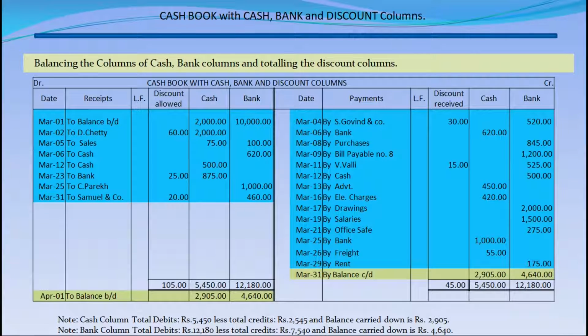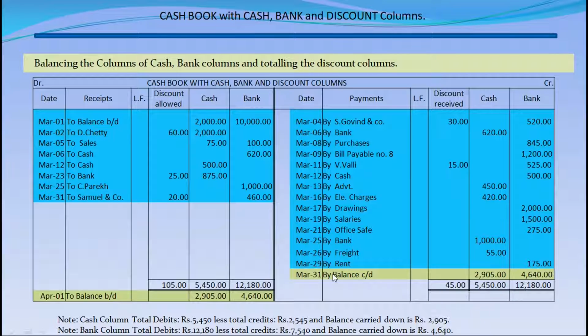So now after recording all the transactions, we balance the cash and bank columns and total the discount columns. We have to total the discount columns, both sides, and then we have to balance the cash account and bank account. The cash column total debits is 5450 less total credits 2545 and the balance carried down is 2905. Bank column total debits 12,180 less total credits 7,540 and the balance carried down is 4,640.